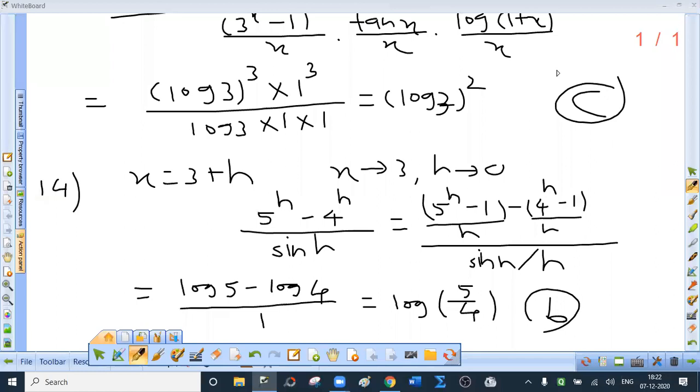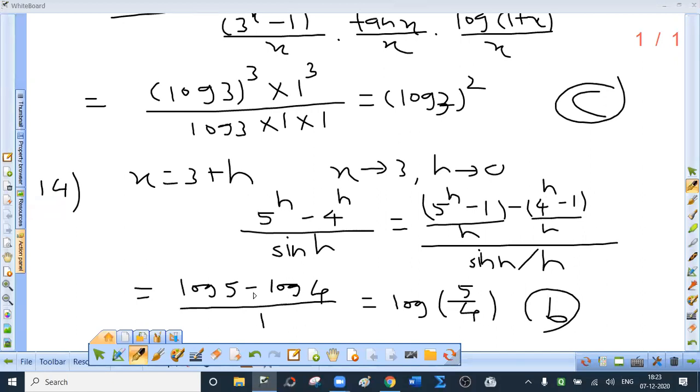14 sum. Limit x tends to 3, 5 raised to x minus 3 minus 4 raised to x minus 3 upon sine of x minus 3. Put x equal to 3 plus h. As x tends to 3, h will tend to 0. So 5 raised to h minus 4 raised to h upon sine h. Subtract 1, add 1. So effectively this is 5 raised to h minus 1 minus in bracket 4 raised to h minus 1. Divide by h. This is standard limit log 5 minus log 4 upon sin h upon h.